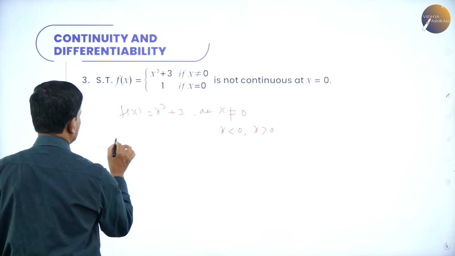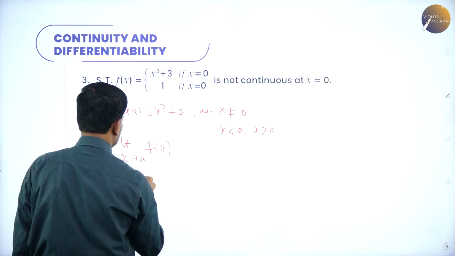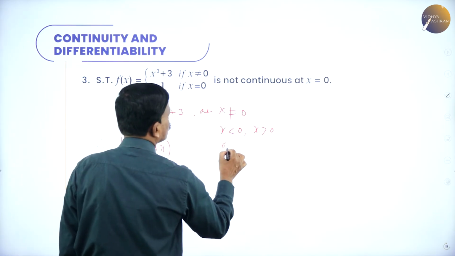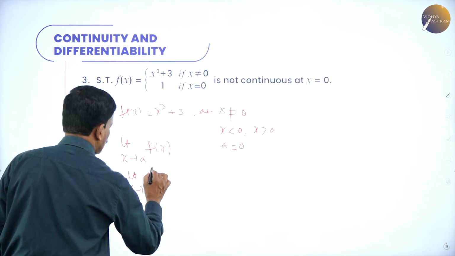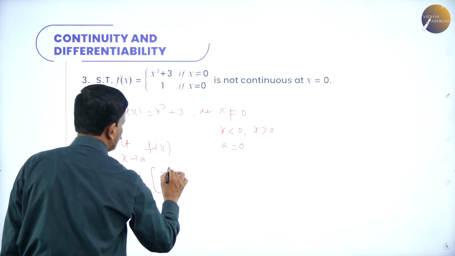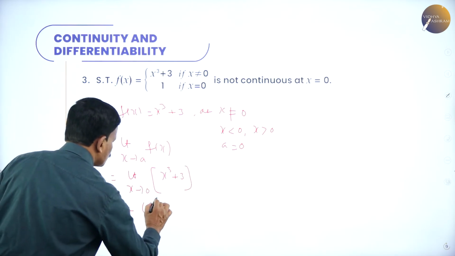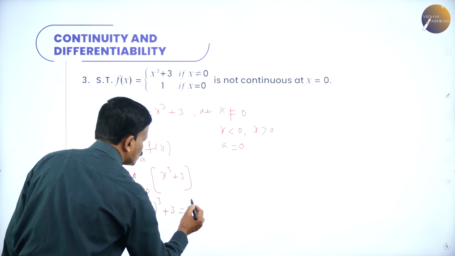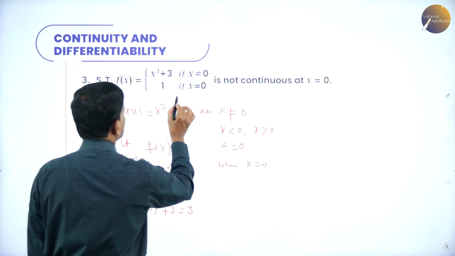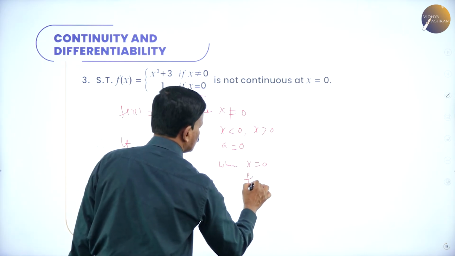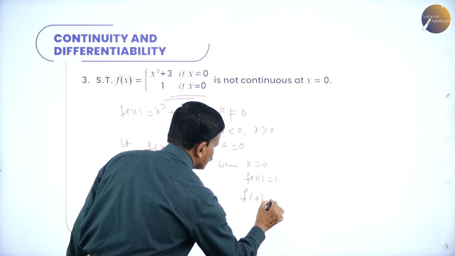So therefore we can write limit x tends to a of f of x. So what is a here? a is equal to 0. So this can be written as limit x tends to 0 of f of x, which is x cube plus 3. So this is equal to, put x is equal to 0, 0 cube plus 3 is equal to 3. Again, when x is equal to 0, f of x is given to be 1. So f of 0 is equal to 1.